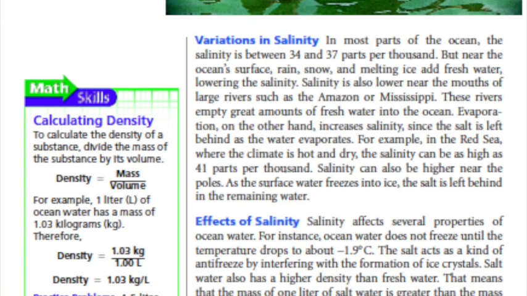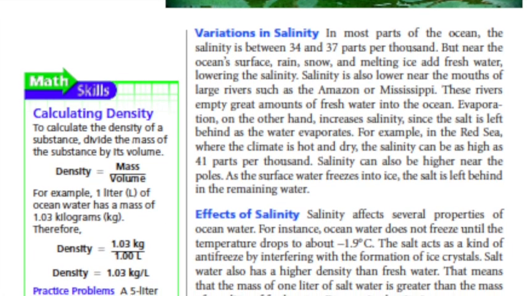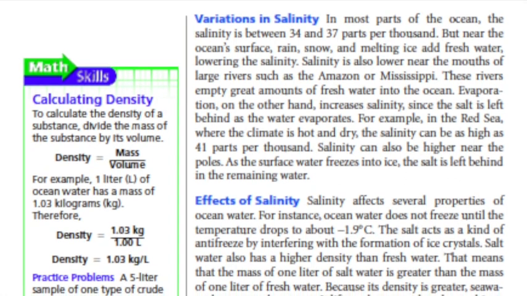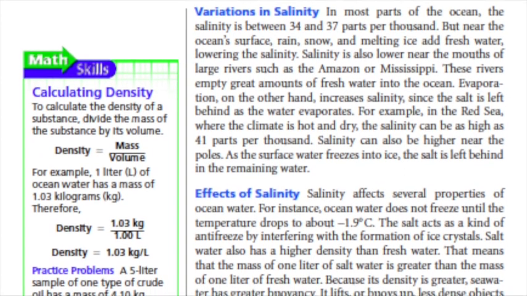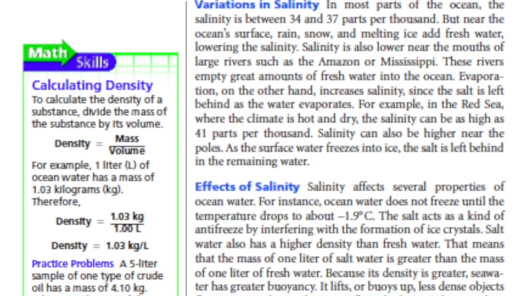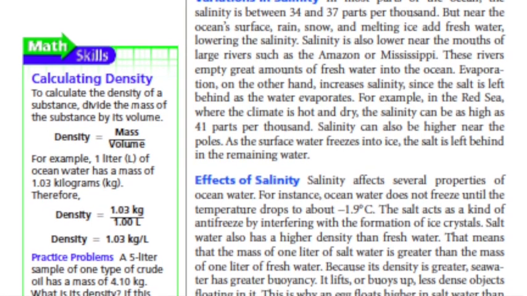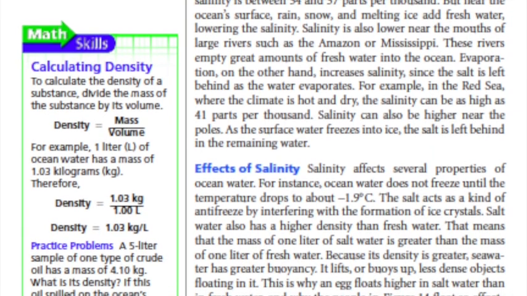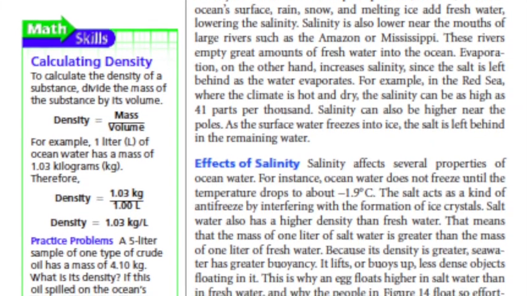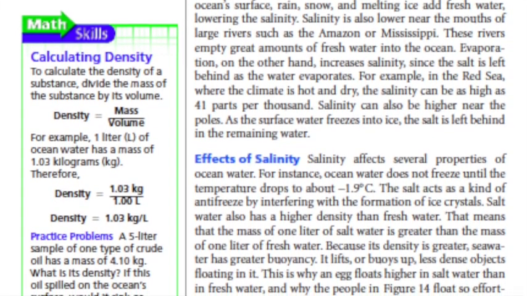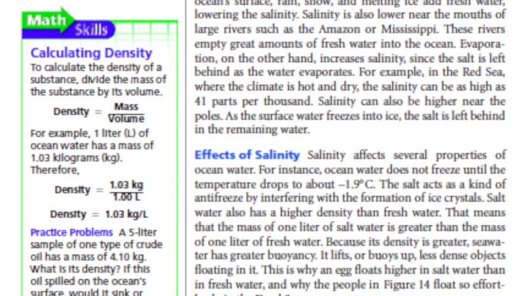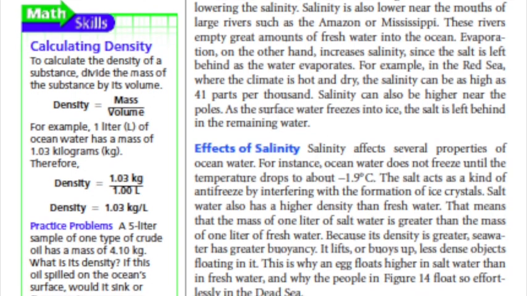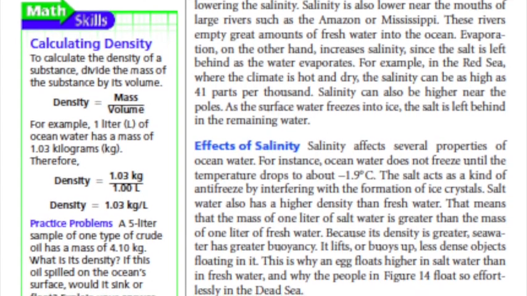Salt water also has a higher density than fresh water. That means that the mass of 1 liter of salt water is greater than the mass of 1 liter of fresh water. Because its density is greater, seawater has greater buoyancy. It lifts or buoys up less dense objects floating in it. This is why an egg floats higher in salt water than in fresh water, and why the people in Figure 14 float so effortlessly in the Dead Sea.